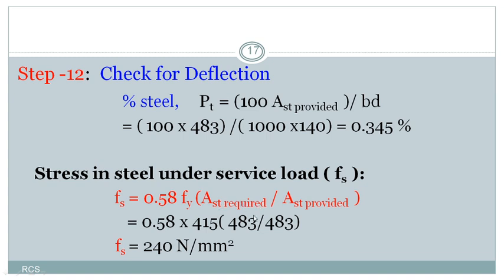As required and provided are both the same, I am assuming like that. And this formula you can get from IS 456 2000 in the table that I will show later. That is 0.58 into 415 into 481 by 483 by 1. Finally, we will get the stress in steel under the service load, which will be 240 Newton per mm square.